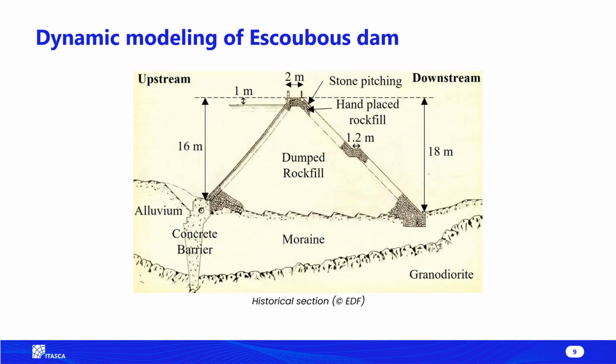Now, starting with the real scale dam, which is the dynamic modeling of it, I'm showing you here the historical section of this dam that we are studying. It's a 16 meters height dam. It's formed of a dumped rockfill and protected by a stone pitching with a rearranged hand-placed rockfill layer between them. This dam lies on a moraine layer, which by itself lies on a rocky massif. On the upstream side, we have alluvium, and on the upstream toe of the dam, we have a concrete barrier.